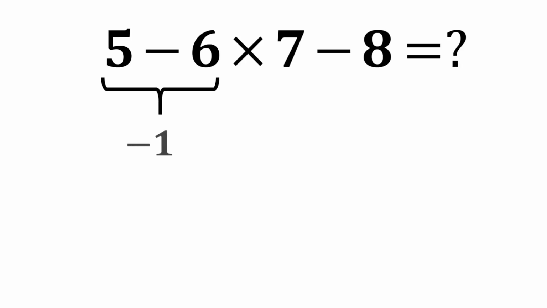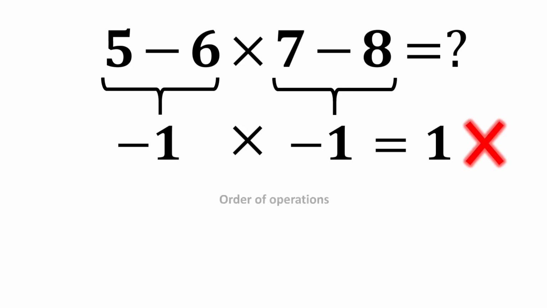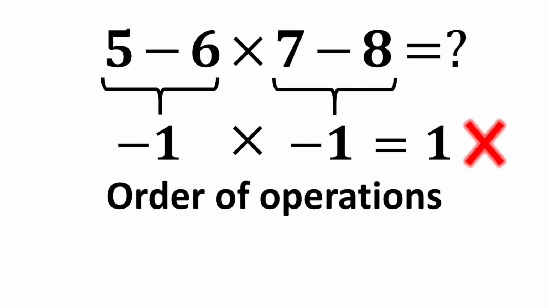5 minus 6 equals negative 1. And then, 7 minus 8 equals negative 1. Finally, negative 1 multiplied by negative 1 equals 1. But this answer is not correct, because we did not follow the order of operations, which is one of the most important rules in mathematics.